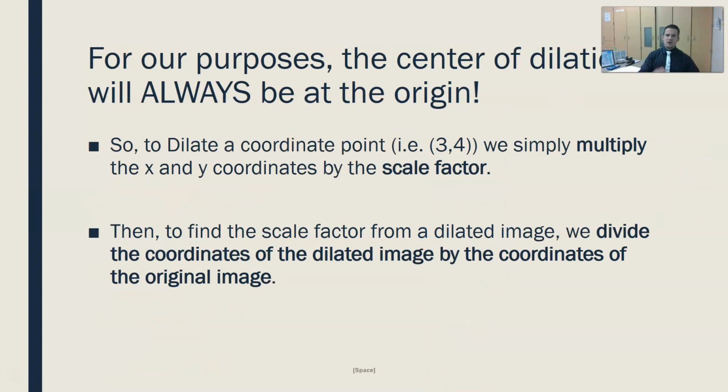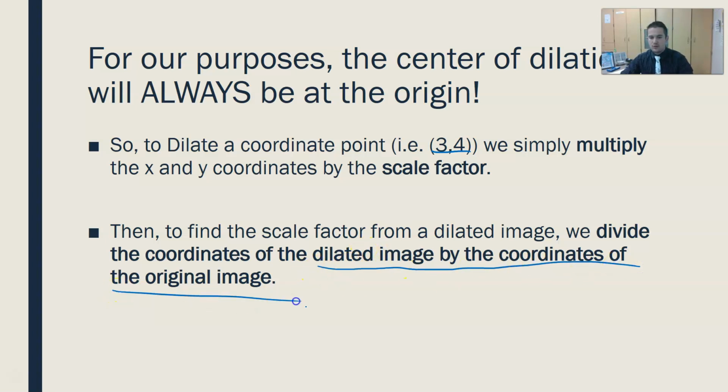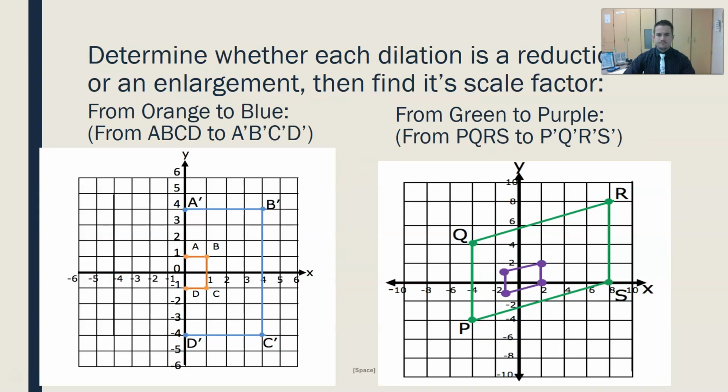Okay, so again, for our purposes, the center of dilation will always be at the origin. So to dilate a coordinate point like 3, 4, we simply multiply the x and y coordinates by the scale factor. Then to find the scale factor from a dilated image, we divide the coordinates of the dilated image by the coordinates of the original image. So let me show you an example. So this says determine whether each dilation is a reduction or an enlargement, then find its scale factor.